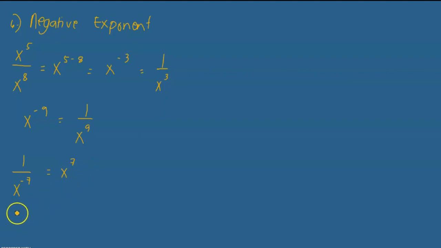Paano po kung meron akong 2x raised to negative 10? Tingnan maigi. Sino lang po ang naka-raise to negative exponent? Si x lang. So, ibig sabihin, si x lang dapat ang mapalitan ng pwesto. Si 2, as is pa din. And then, si x, pupunta na po dito sa denominator.